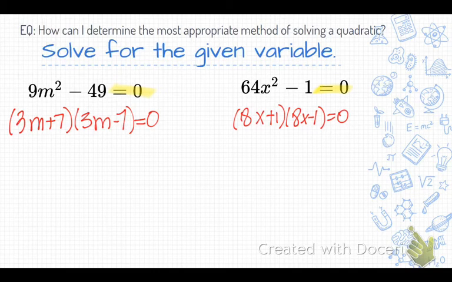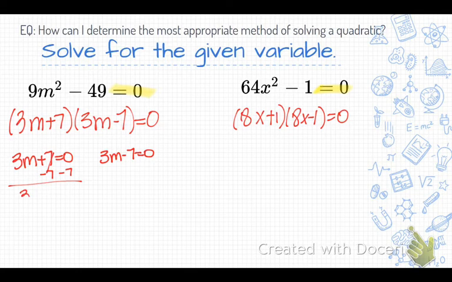So on my first question, 9m squared minus 49 equals 0, the factored form is 3m plus 7 times 3m minus 7. So I'm going to set each of my factors equal to 0. And then I'm going to solve, just like I did yesterday and just like I did earlier. So for my first factor, subtract 7. So I have 3m equals negative 7. Divide by 3. And then m equals negative 7 over 3.